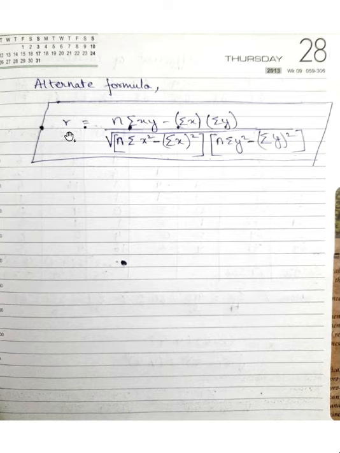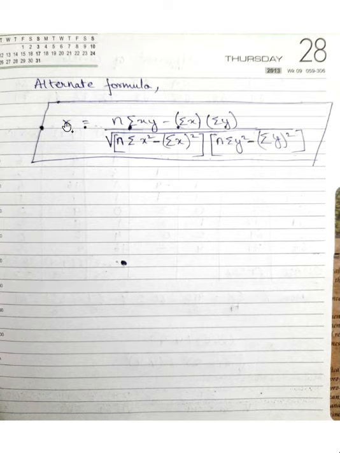So R here, that is the correlation coefficient, is equal to n into summation x into y minus summation x into summation y divided by under root n summation x square minus summation x whole square into n summation y square minus summation y whole square. This entire thing will be under the square root.